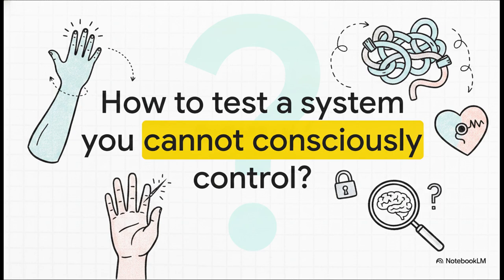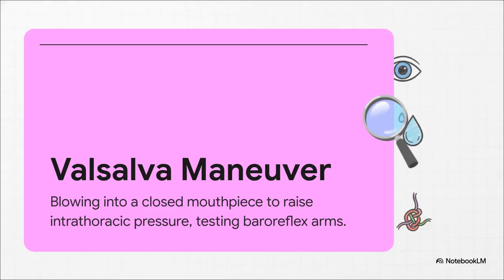A neurologist can easily ask you to raise your arm to test your motor cortex, right? But I can't ask you to consciously constrict your splanchnic vascular bed or change the electrical rhythm of your heart's pacemaker. To solve this mystery, medical detectives have designed these incredibly ingenious ways to trick the autopilot into revealing its secrets. One of the most elegant clinical assessments is the Valsalva maneuver.